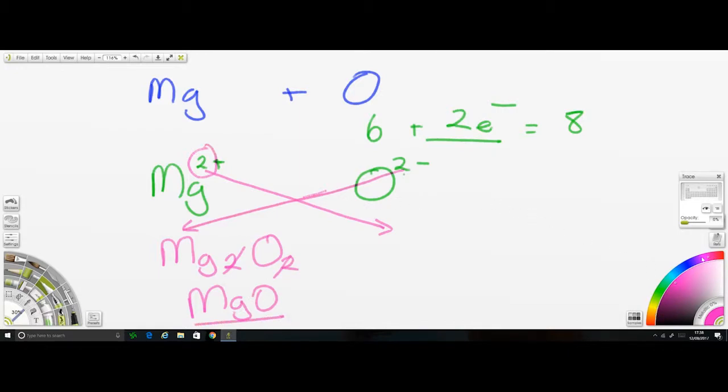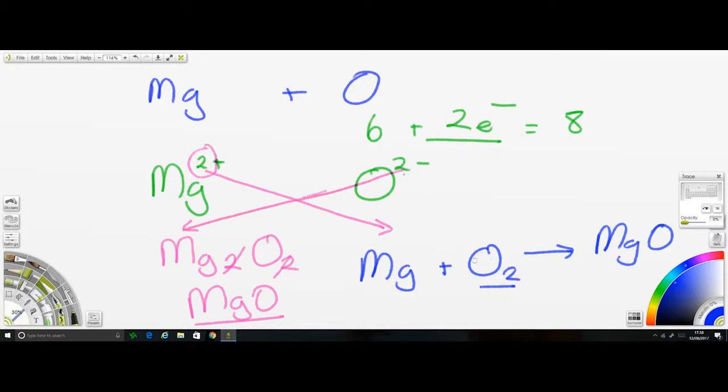Now if we want to write an overall formula for this, we can do that. So the overall formula is going to be Mg plus O2. Remember, oxygen is diatomic, so it's always O2, and it is going to make MgO.